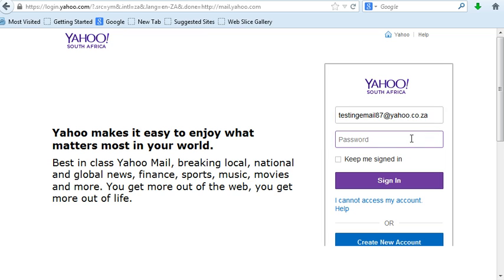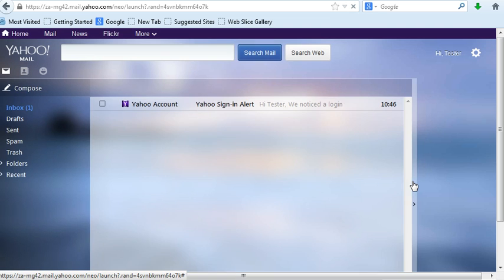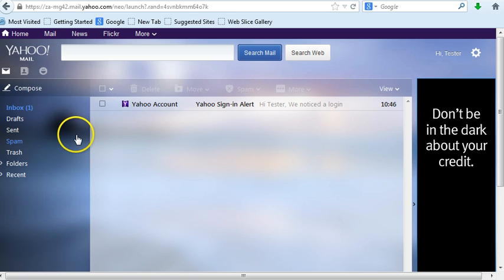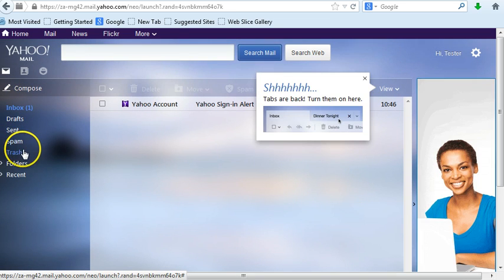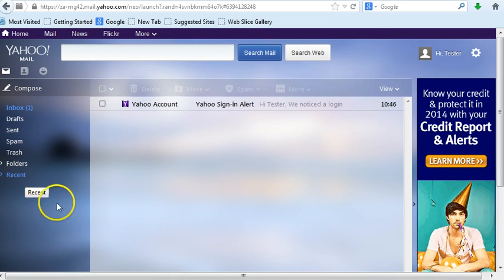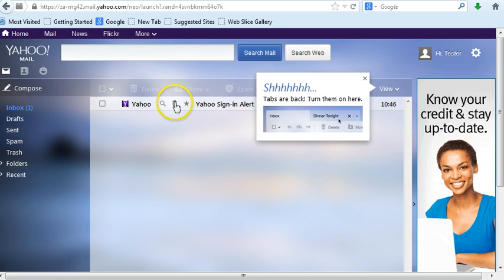Let's type in the password. Once you have typed in the password, click on Sign In. We are now signed into our email address. Note that on the left-hand side we have Inbox, Draft, Sent, Spam, Trash, Folders, and Recent. Note that we have currently one email that we have received from Yahoo.